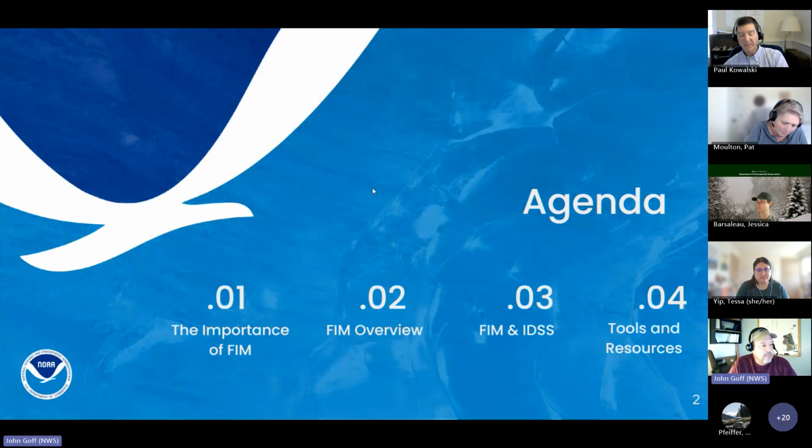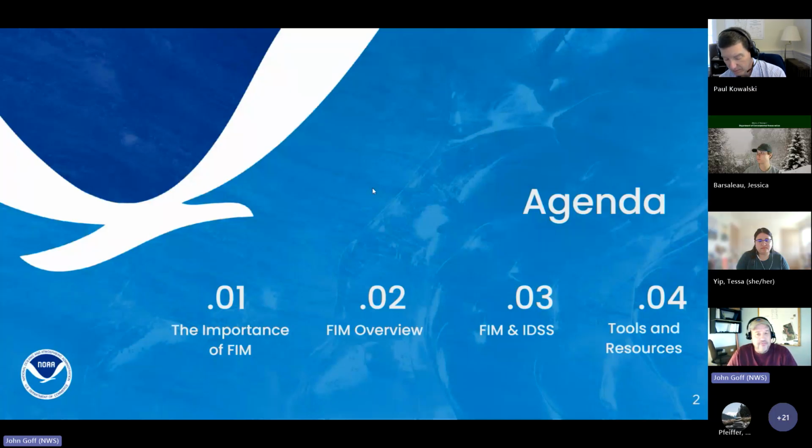Let me go ahead and move on. Here is the agenda for today. We're going to talk about the importance of FIM. I'm just going to say FIM, flood inundation mapping, hopefully everybody can understand that, just for the sake of brevity. I'll do an overview of the FIM services that we provide and some of the science behind that. Then how FIM and what we call IDSS, Interactive Decision Support Services, or decision support works, how we envision talking with planners, emergency managers, etc. when we talk about these FIM maps, and then finally some tools and resources for you guys.